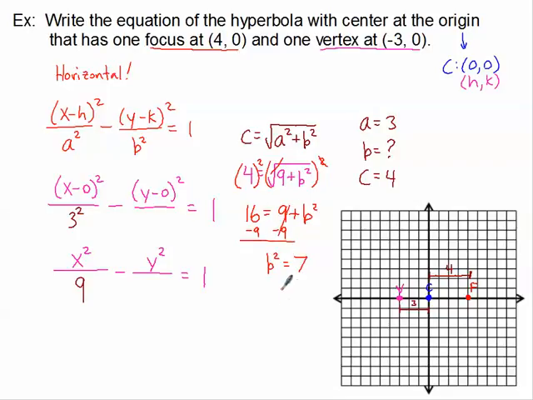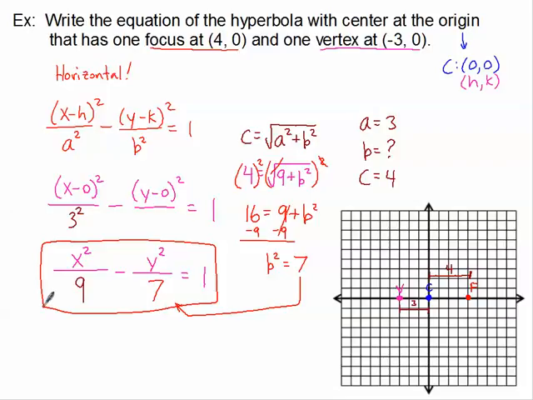You could continue to find b if you needed b to finish your graph, but right now I'm basically finished. I just need to know what b squared is. B squared is 7, so I'm finished with the standard form for this hyperbola. Excellent. All right, let's move on to the next one.